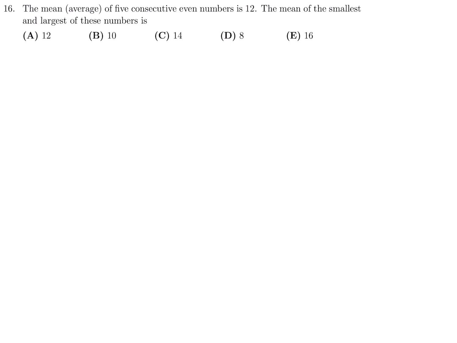The mean average of 5 consecutive even numbers is 12. The mean of the smallest and largest of these numbers is. Okay, you can do this by inspection, or you can do it the long way. I'll do it the long way, why not? They're even numbers, so they're of the form 2n, 2n plus 2, 2n plus 4, 2n plus 6, and 2n plus 8. Those are 5 consecutive even numbers.